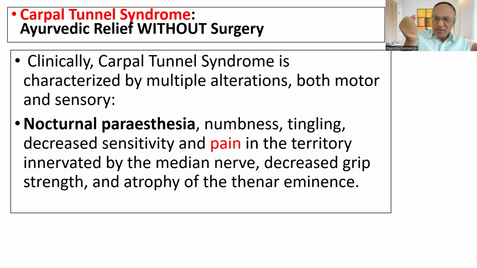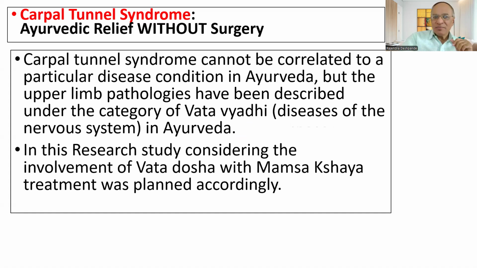Decreased grip strength. This is my grip, so I cannot hold properly, or I cannot make a very good handshake. Decreased grip strength and atrophy of the thenar eminence. This is the thenar. Eminence means a protuberance. So there will be atrophy, loss of muscles over here.